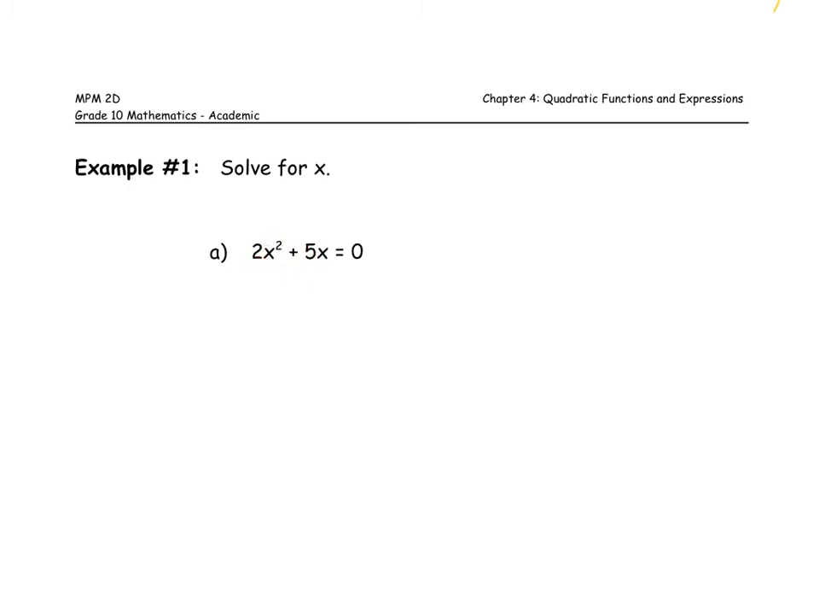So I'm going to pull out the x and write x, and then what's left? 2x plus 5 equals 0. And so now I have factored it. There's nothing else that I can do to factor it. And I know that either x is equal to 0 or 2x plus 5 has to be equal 0. It's the only way that this whole thing will equal 0. So now what I'm going to do is I'm just going to set each of the factors to 0. Either this is 0 or this is 0.